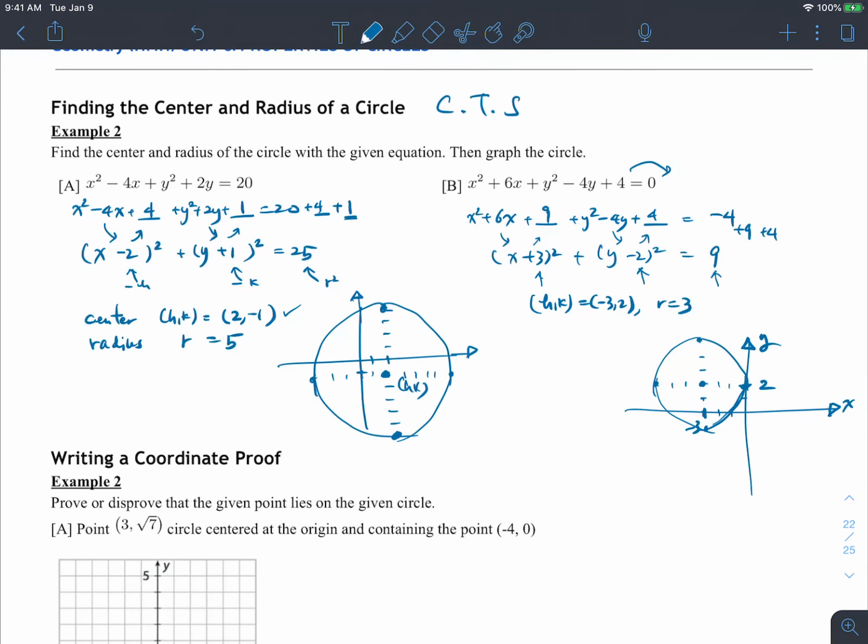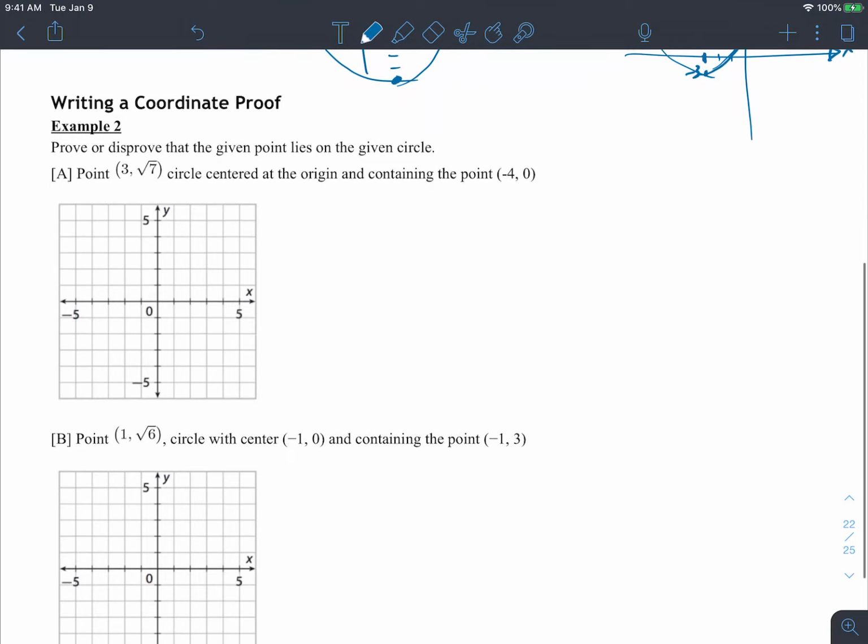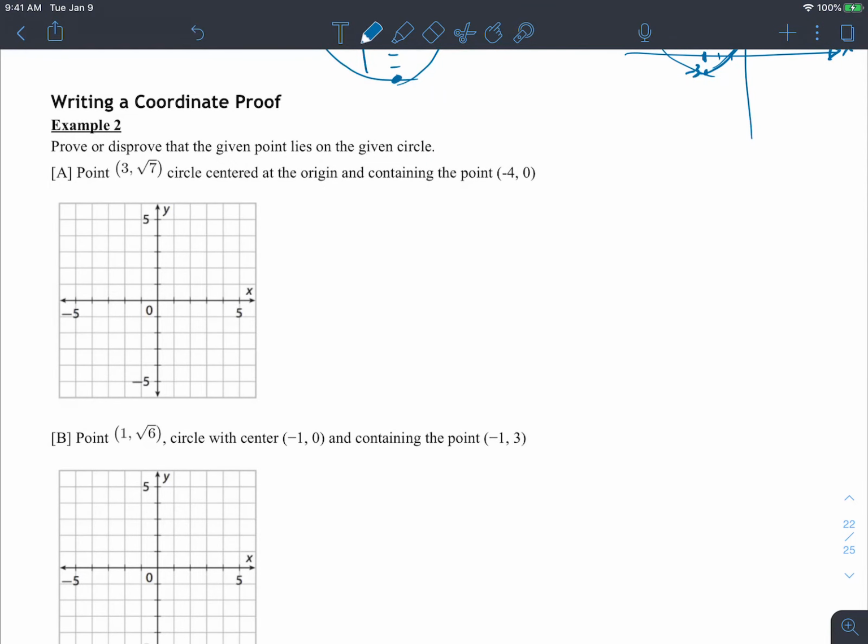Okie dokie. All right. So now comes the last kind of question for this one. So prove or disprove the given point lies on a circle. Okay. So the circle centered at the origin contains the point 3√7, negative 4, 0.